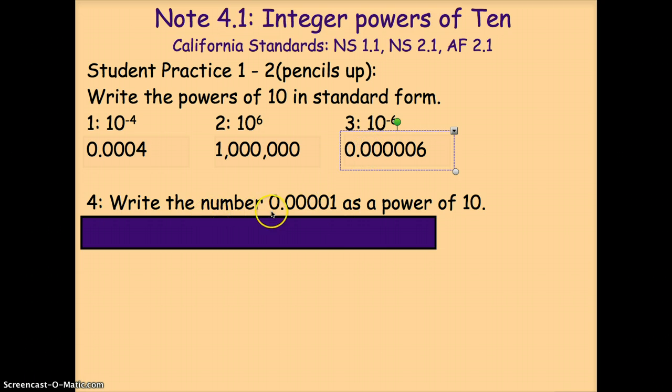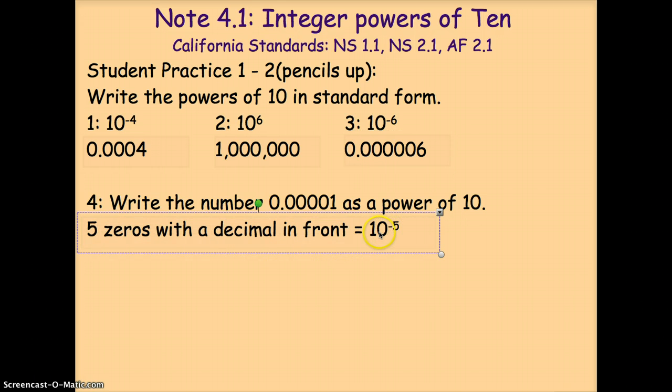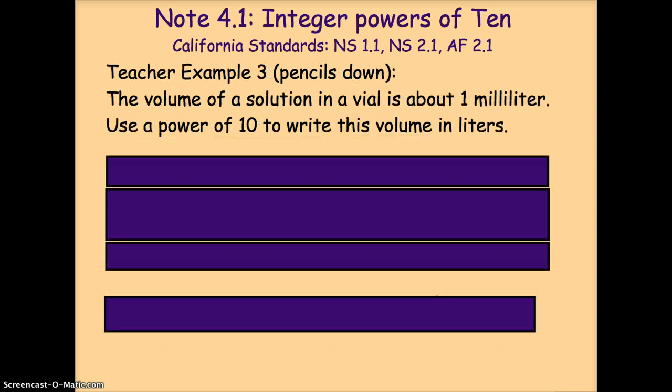And then our last problem, we've got the standard form and we need to turn it into a power of 10. All I have to do is count my zeros, 1, 2, 3, 4, 5 zeros, and a decimal. So that tells me it's 10 to the negative 5th. Okay. Now, this teacher example, I want to go over really quickly, but I don't want to spend a lot of time on it, but I do want you to see it.